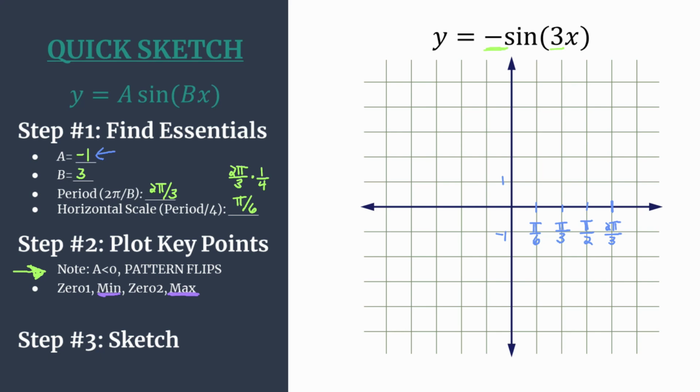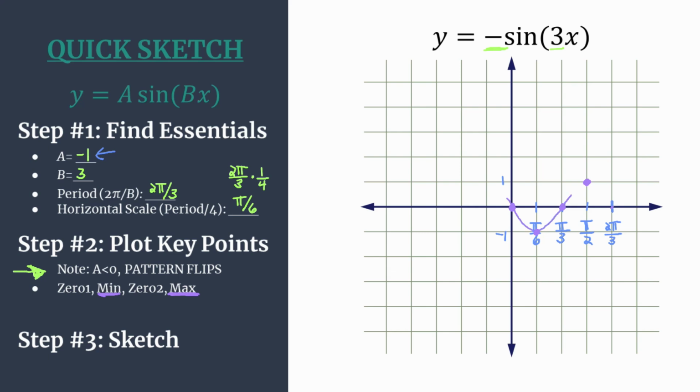Okay, we still start at the origin with our 0. And we're still going to use the same procedure. We're using A to set the y-coordinates of the minimum and the maximum. So our minimum will happen at pi over 6, and the y-coordinate will just be the value of A, so -1. Okay, we have a 0 at pi over 3, and then we'll have our maximum at pi over 2. Just take the opposite value of A to get the y-coordinate. Okay, and then of course your pattern would repeat starting at 2 pi over 3, and all we have left to do is sketch in the sine curve.